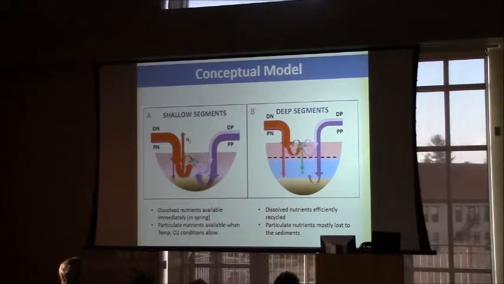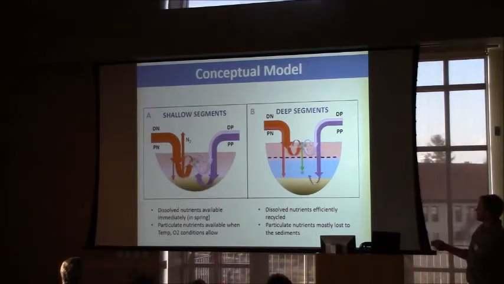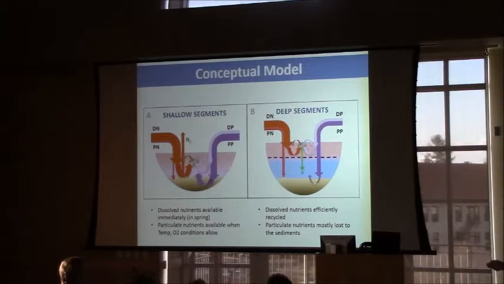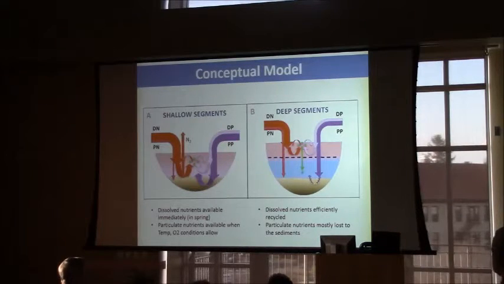I think this is sort of my picture of what's going on in the system. In the shallow segments, we have both nitrogen and phosphorus coming into the lake, in both dissolved and particulate form. Most of the nitrogen is dissolved, and most of the phosphorus is coming in as particulate. So the dissolved stuff is immediately circulated within the water column, whereas the particulate is initially deposited in the sediments, but is then released later in the summer when the hydrodynamic and temperature conditions are appropriate. It's a much more dynamic process in the shallow segments.